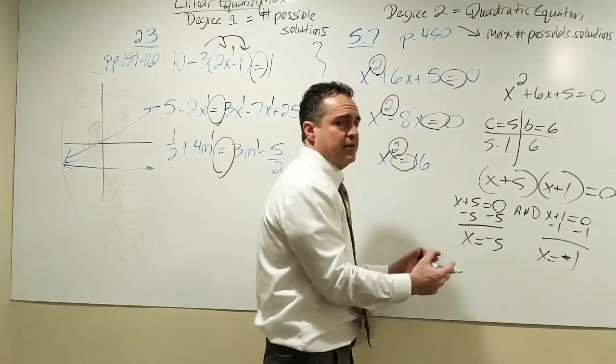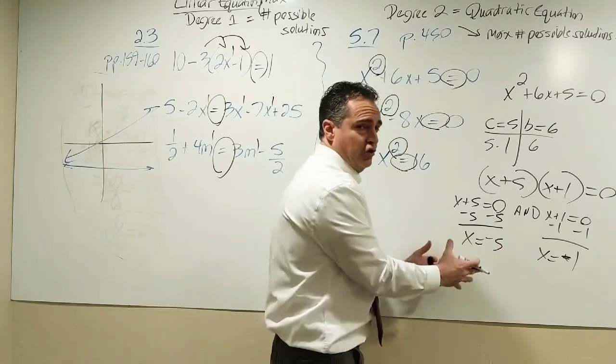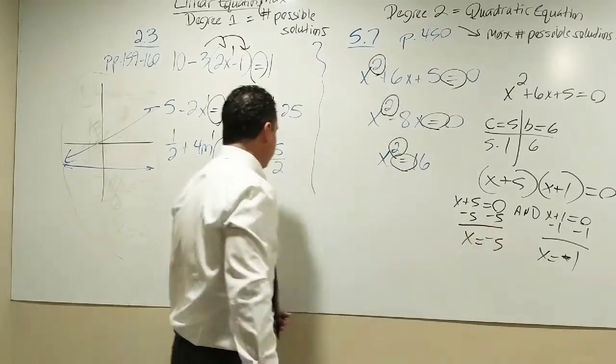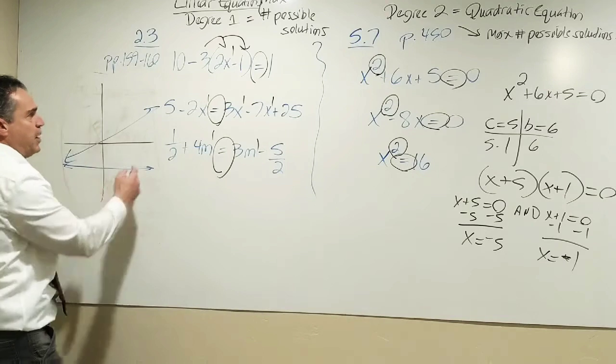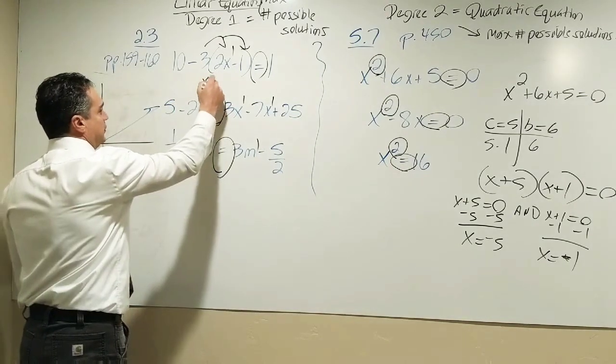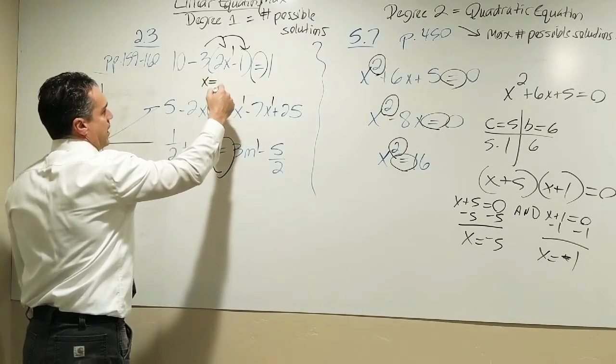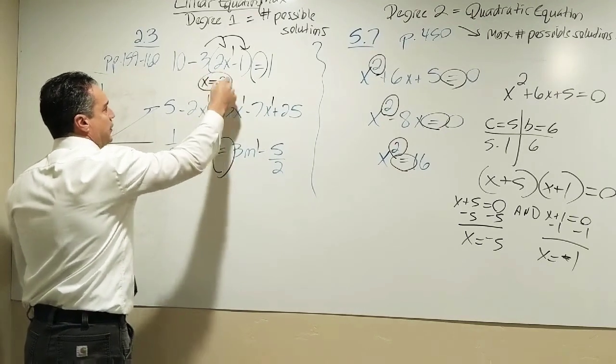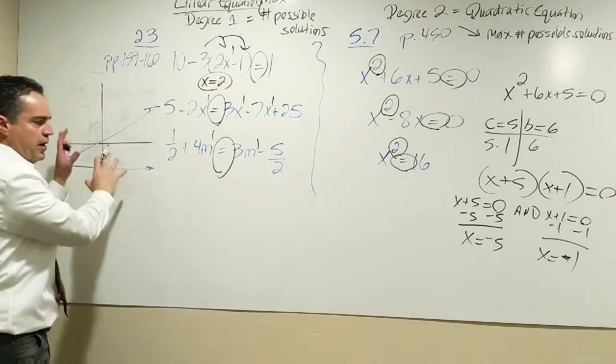Now here's what's fascinating. How many solutions do we have here? 2. How many did we have here? When we did this problem, I can't even remember what we did. I think we got x equals 2 or something like that. We had 1 solution. Sorry, I erased it.